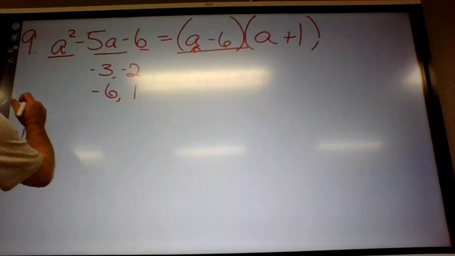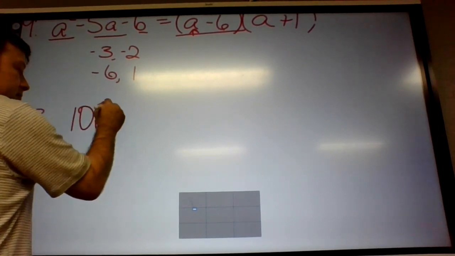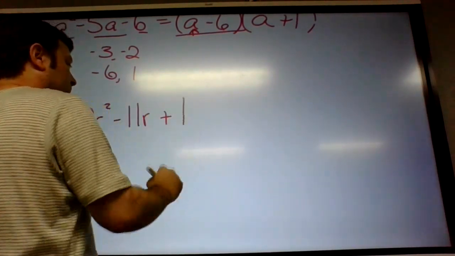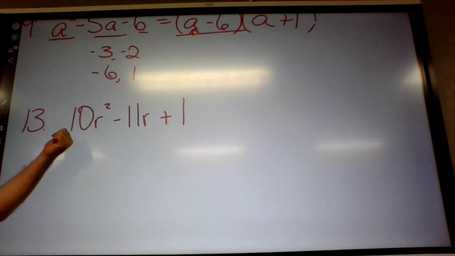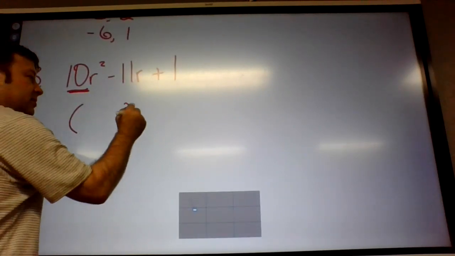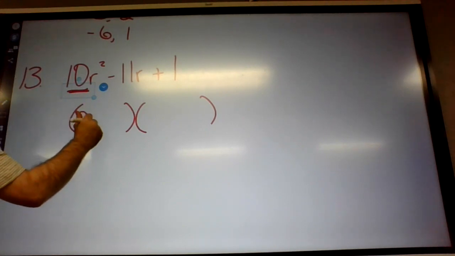Okay, 13. I'm going to put 10. 13 is the harder version. Okay, does anybody know why this one is harder than number 9? Because it's got a 10R. Yeah, when there's a number on the front, that makes things a little more complicated. The steps are pretty close to what we just did, but for the front, Miranda, it would be what goes into 10R squared. So what can multiply into 10? 2 and 5. And it still has an R squared there, so you do 2R and 5R.